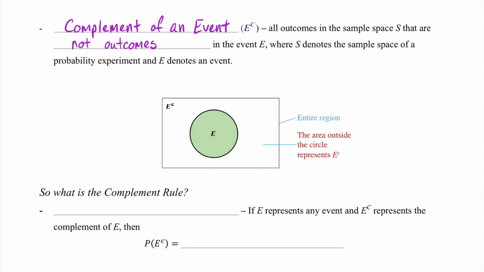Now, based on our examples, we are asked the question, what is the complement rule? The complement rule would be, if E represents any event and E^C represents the complement of E, then that means the probability of the complement occurring, that is the probability of E^C, would be 1 minus the probability that event E occurs. And we have our complement rule.